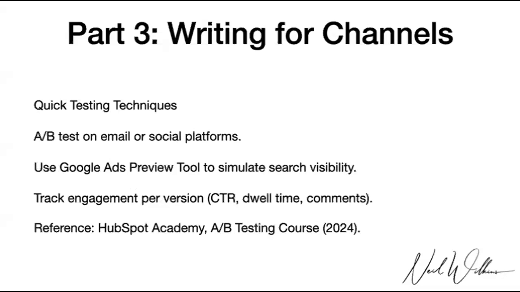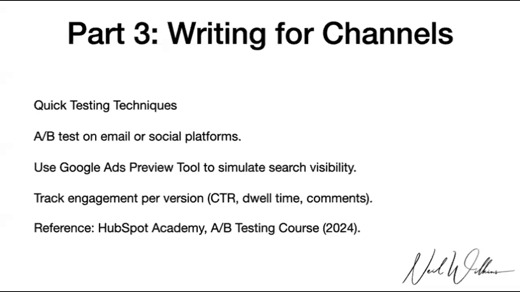Another thing that you can do as well is really focusing on some quick testing techniques that maybe don't take quite as long, but can be equally important to your knowledge growth here and to really establishing the evidence for which elements are going to work in your messaging. A/B or split testing on email or social platforms, comparing just one little change to 2 variations or 2 versions of something can give you a very quick little test of which one's likely to perform best if you go out then at scale. You can use Google Ads preview tool to simulate search visibility. You can track engagement per version, click-through rates, dwell time, and comments, for example.